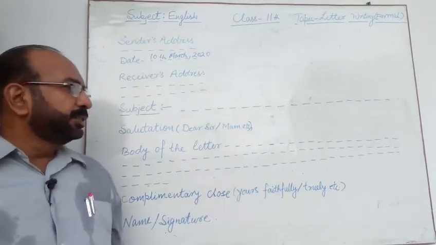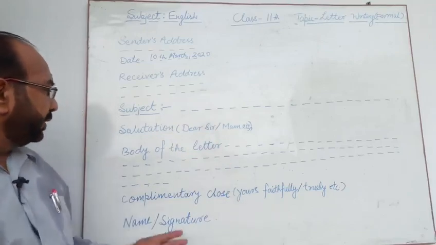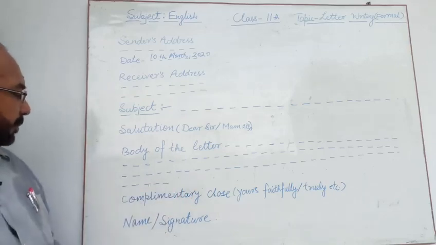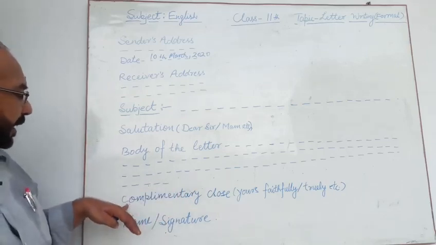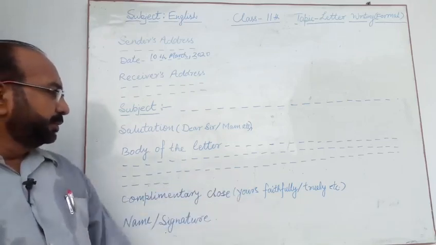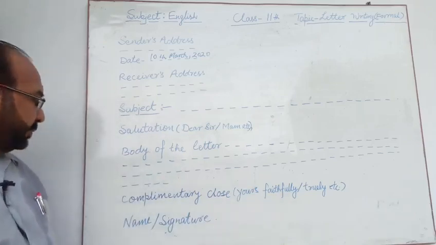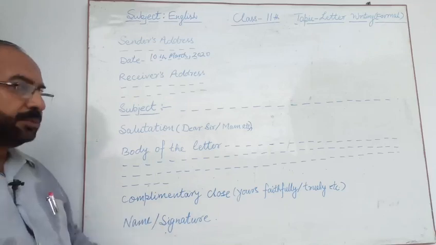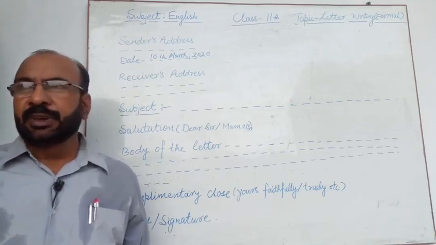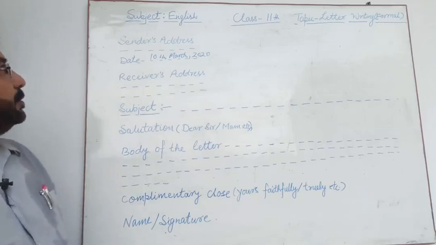So whatever the letter is, what content you want to write is given in the question, and then you will write the body of the letter. And whenever you are ending the body of the letter, the seventh part is complimentary close. Complimentary close means where you are writing yours faithfully or yours truly, etc. And at the last, name and or signature. You can write only name, or you can write your name with signature. So there are 8 basic parts you must remember.